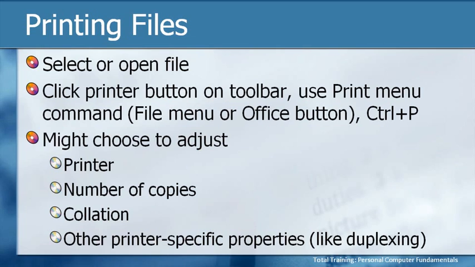You will then have a variety of other printer-specific properties like duplexing that you can set up, depending on the actual printer. But choosing the printer, the number of copies, and collation are the three things that you'll probably do most often when you print.